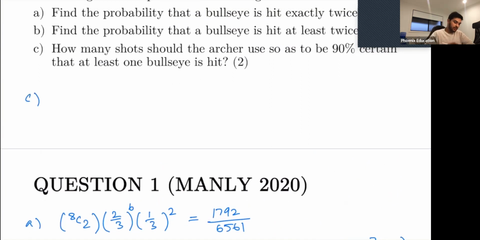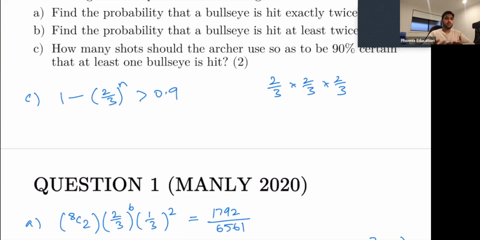Okay, part C, very quickly. So we want a 90% certainty that we'll get at least one bullseye. So the probability of getting at least one bullseye is 1 minus the probability of no bullseyes, yeah? And we don't know how many no bullseyes we need to get to achieve 90%. So I'll put to the power of n here. If we're missing 2 in a row, that's 2 on 3 times 2 on 3. 3 in a row is times 2 on 3 again, or in other words, (2/3) cubed. But here we're missing n number of shots, so it's to the power of n. We need to work out what n is.